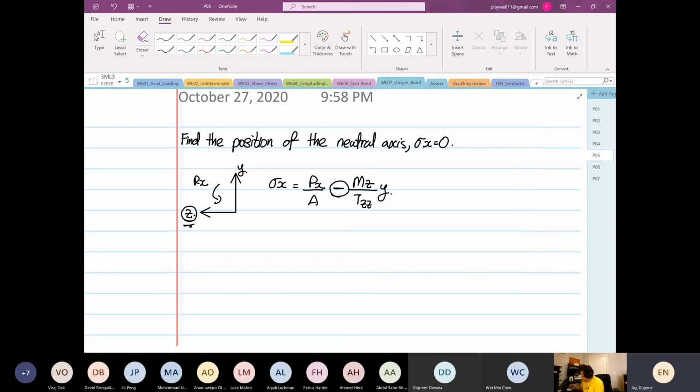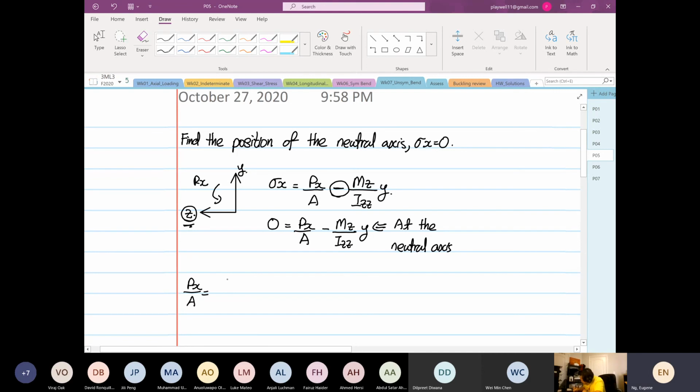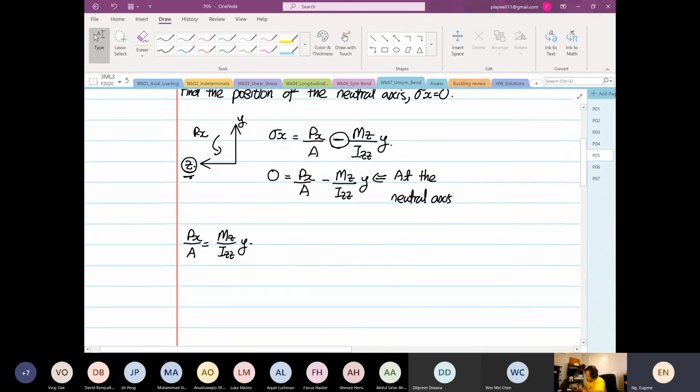Okay, so we know that stress X is equal to 0. Don't worry, I'll show you using high school math, we can find the neutral axis. You don't need to remember, but I want to show you this first. Okay, so 0 is equal to Px over A minus Mz over Izz multiplied by y. So this is the condition at the neutral axis. Okay. Then you will have Px over A is equal to Mz over Izz multiplied by y. So Px over A is equal to, we know this, 3.846 times 10 to the power 6.